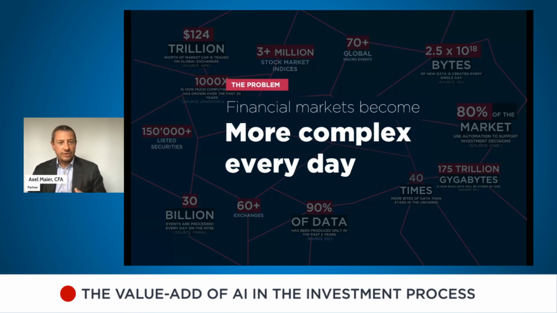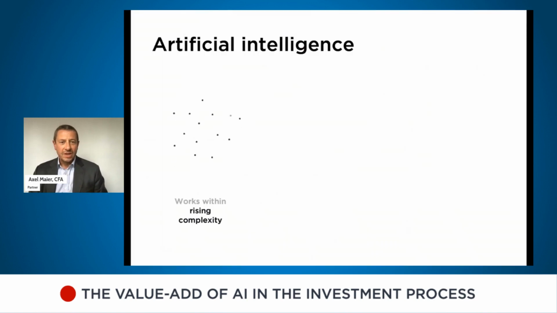One of the biggest challenges we have in the financial markets is the increasing complexity. It means more and more information is available. And if you look at all these big numbers on the screen here, the one in the middle on the bottom is very telling. 90% of the data that exists today has been generated within the last 2 years. And this is not going to change. So artificial intelligence is actually one way, a very effective and powerful way, to deal with that situation.